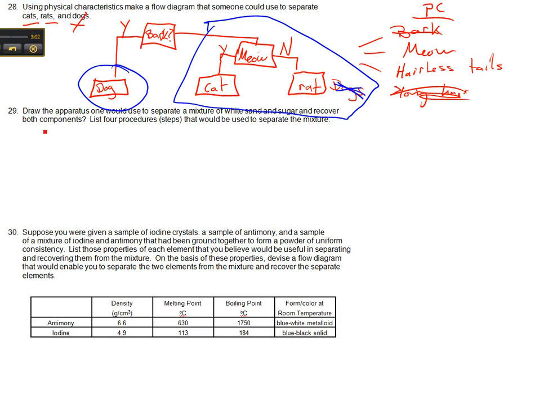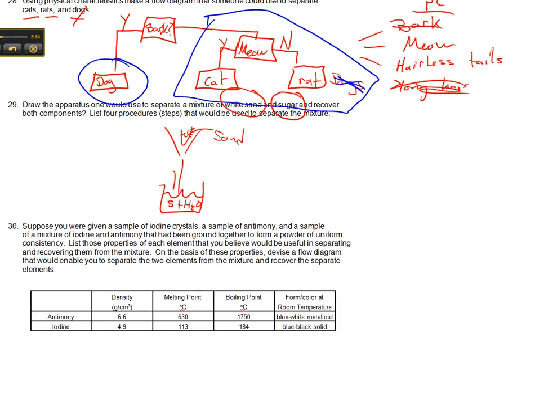All right, 29, draw the apparatus when used to separate a mixture of white sand and sugar and remove both components. All right, think about the lab we did with filter papers and funnels. White sand will not go through filter paper, but water and sugar will. Simply something here. All right. Sugar plus water. Sand. That is all you would have to do. And I know that I'm giving you every answer. I don't know what I'm thinking, but oh well.